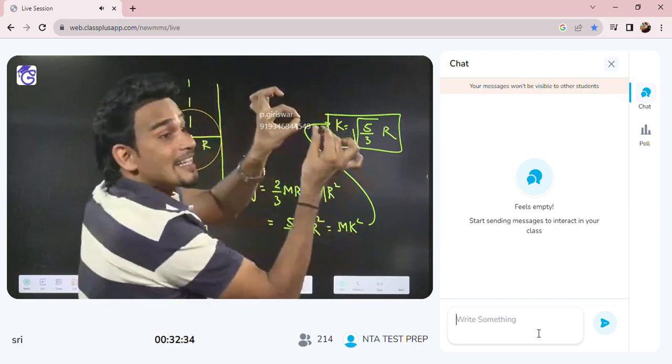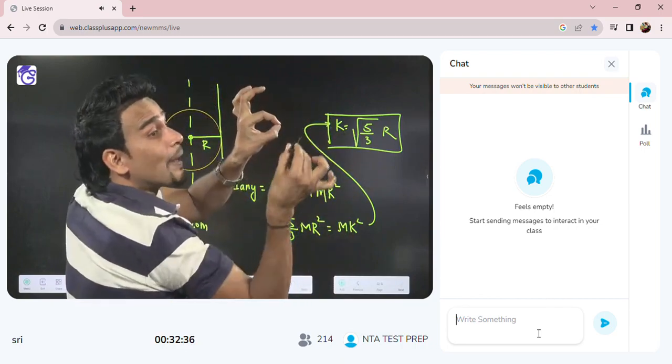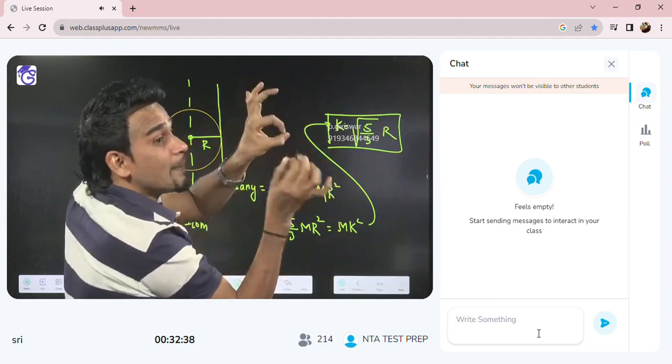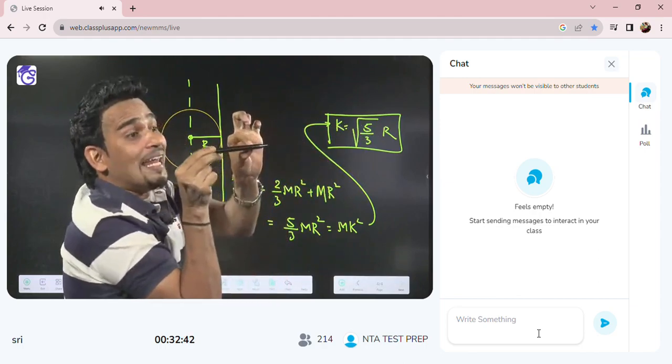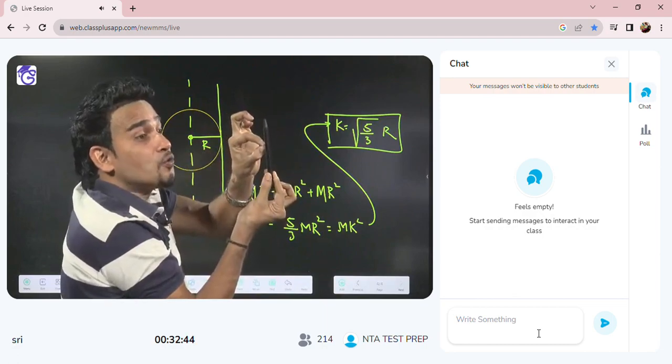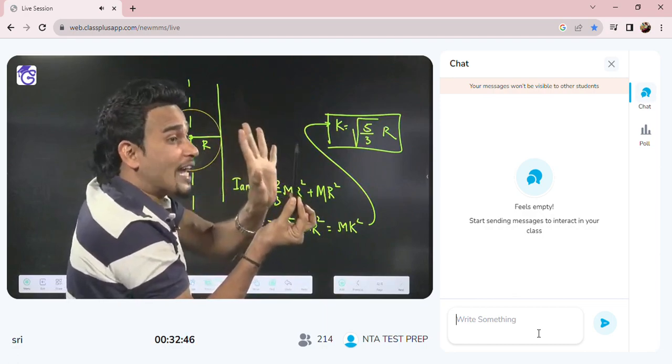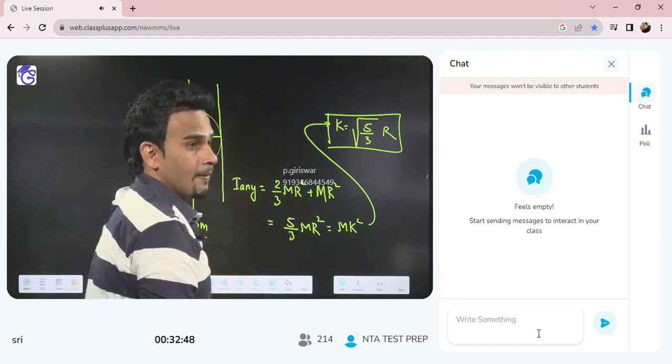Tangent. This is also tangent. Tangent perpendicular to the plane of the ring. This is the plane of the ring. Tangent perpendicular to the plane. And this is tangent parallel to the plane. Is it okay? Are you understanding the two tangents here?